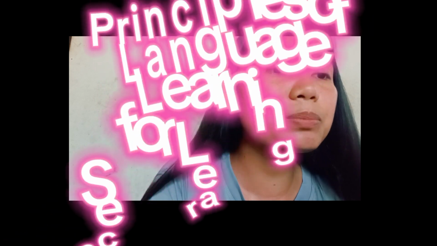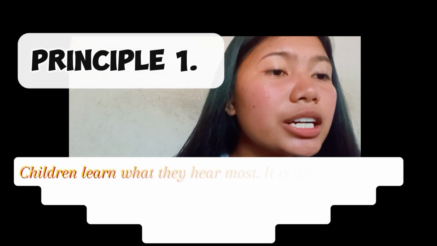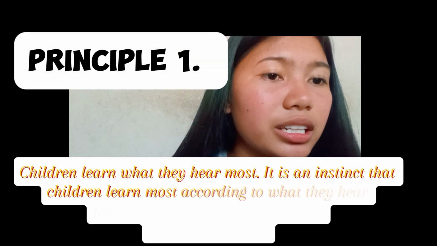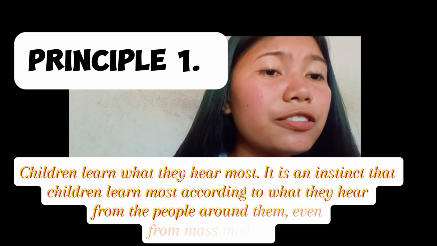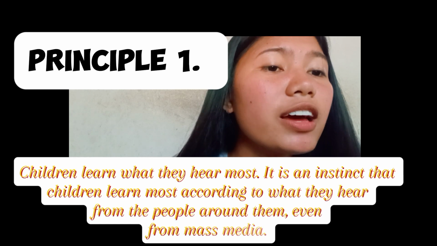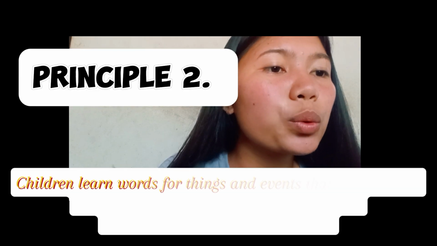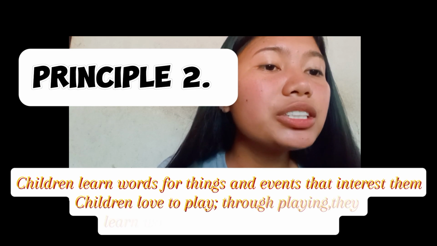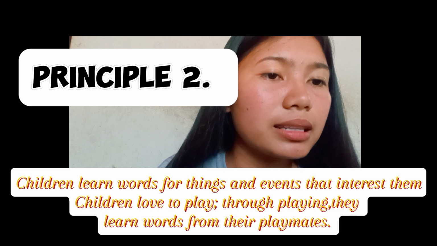Here are the principles of language learning for learning a second language. Principle 1. Children learn what they hear most. It is an instinct that children learn most according to what they hear from the people around them, even from mass media. Principle 2. Children learn words for things and events that interest them. Children love to play. Through playing, they learn words from their playmates.